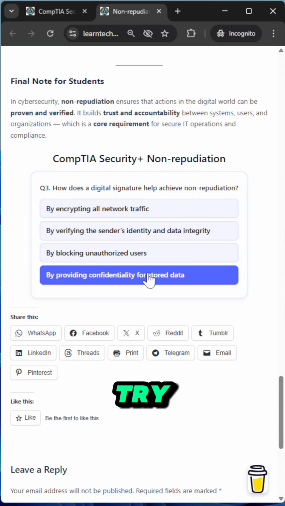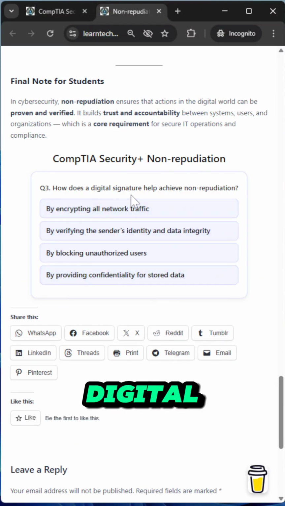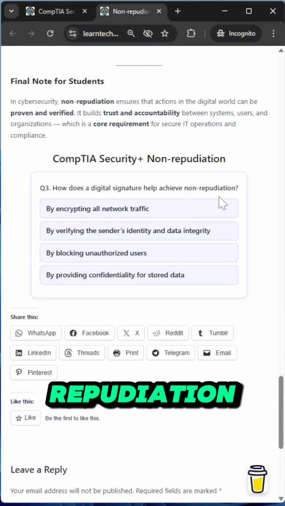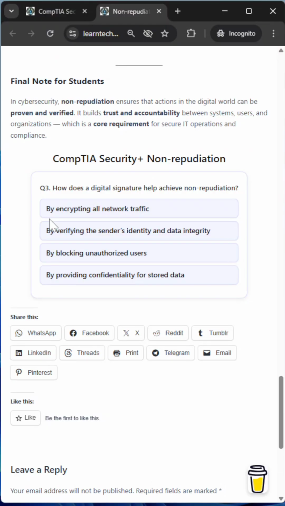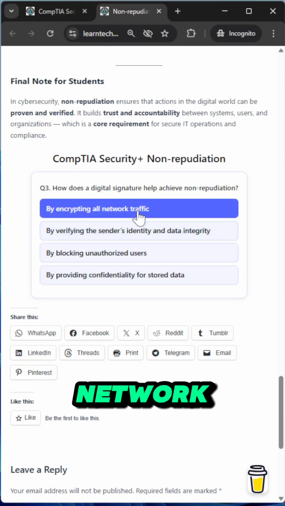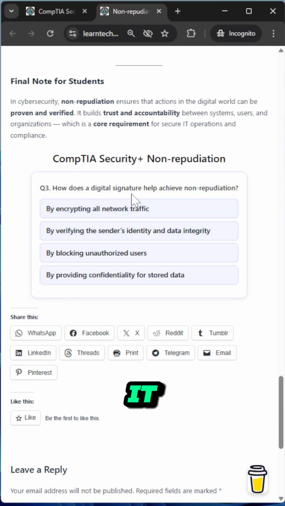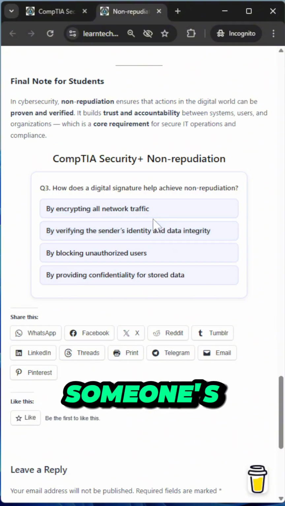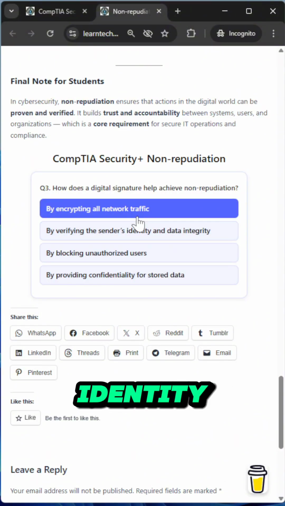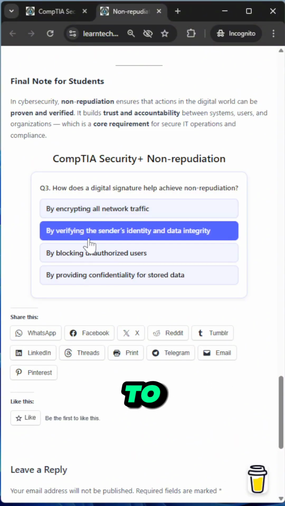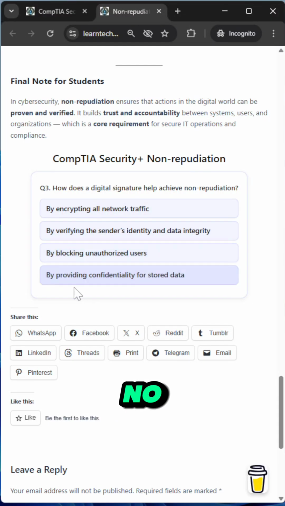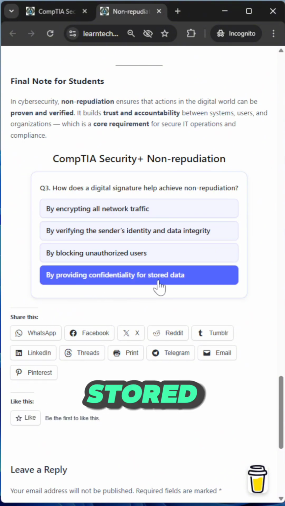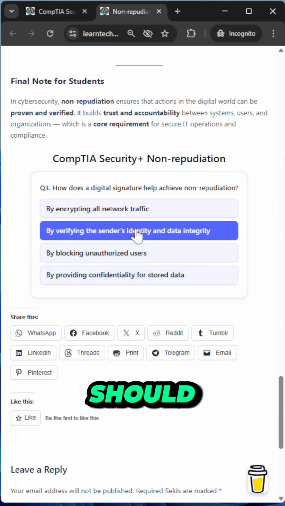All right, let's try two more. How does a digital signature help achieve non-repudiation? How does a digital signature work in general? By encrypting all network traffic? No. A digital signature proves someone's identity or a system's identity. To verify the sender's identity and data integrity, yes. By blocking unauthorized users? No. By providing confidentiality for stored data? No. So this should be the answer.